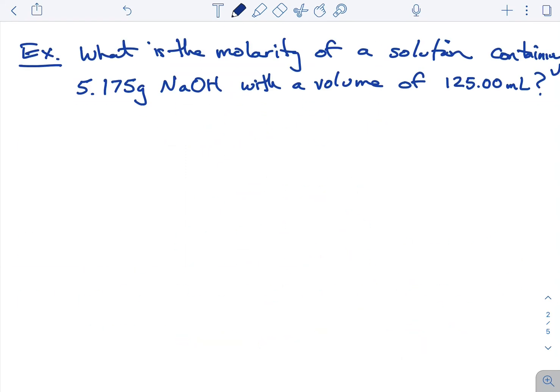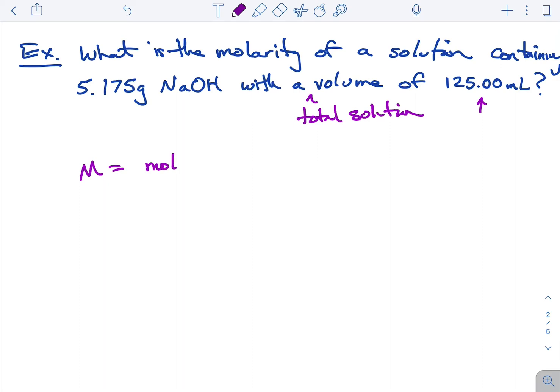All right, so let's do a calculation that will help make some of that make sense. We're asked here, what is the molarity of a solution containing 5.175 grams of sodium hydroxide with a volume of 125 milliliters? We should think of this as the total solution volume. So the solution volume, not water volume, but the sodium hydroxide and the water together have this 125 milliliter volume.